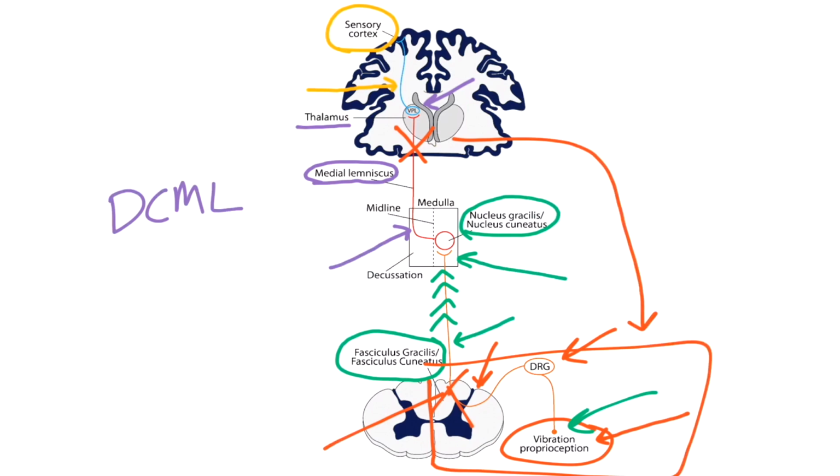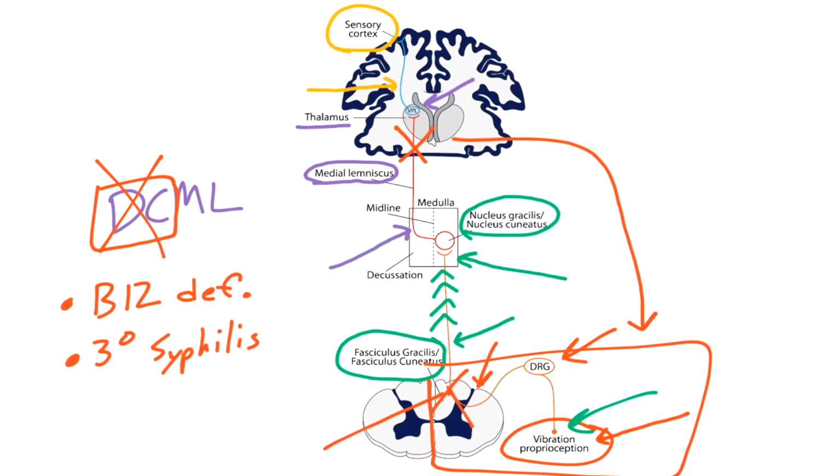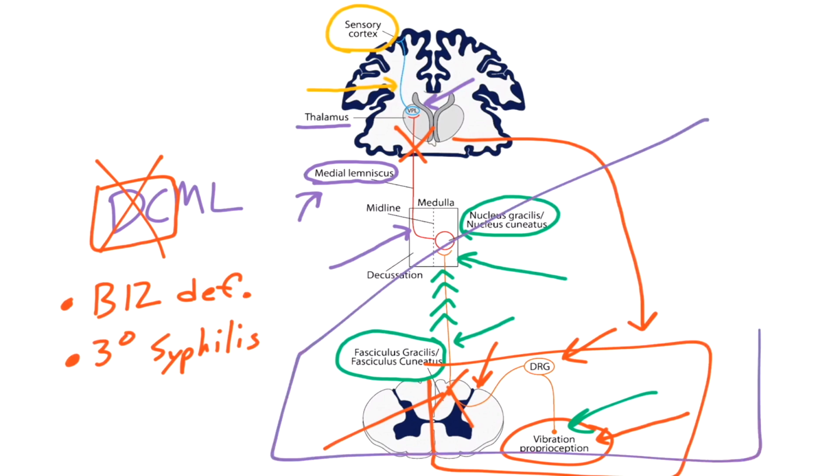So some pearls to keep in the back of your mind: two major causes of dorsal column damage, the DC part of the DCML, are B12 deficiency and tertiary syphilis. Dorsal column damage is anything prior to the decussation, before the medial lemniscus pathway. So anything on this side would be considered the dorsal column aspect. So you would get ipsilateral signs with damage to the dorsal column.